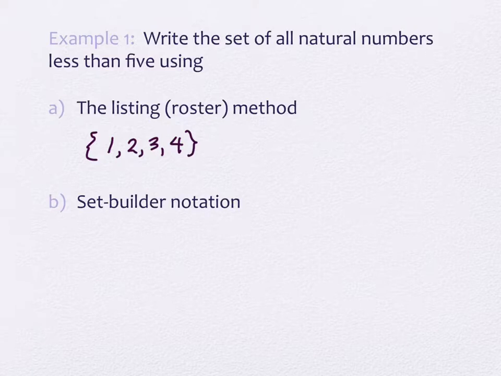So this example is not a very good one for using the next method. We're just using it for practice, okay? Set builder notation starts with a curly brace. What comes next in set builder notation?